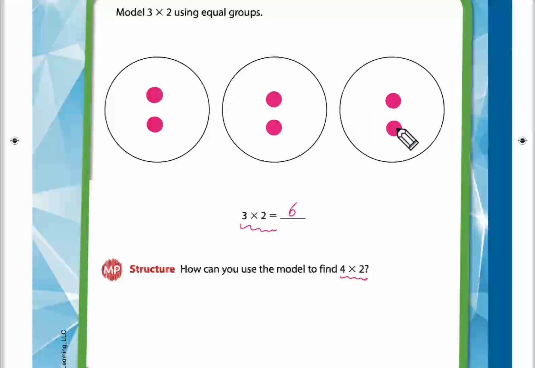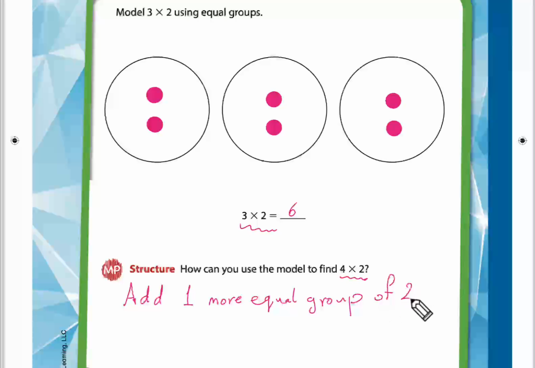And we have 3 already. So, how many groups do we have to add? We should add how many groups? We should add 2 groups? 1 group. We should add 1 more equal group of 2 to the model. Okay, so we add 1 more equal group of 2 to the model.